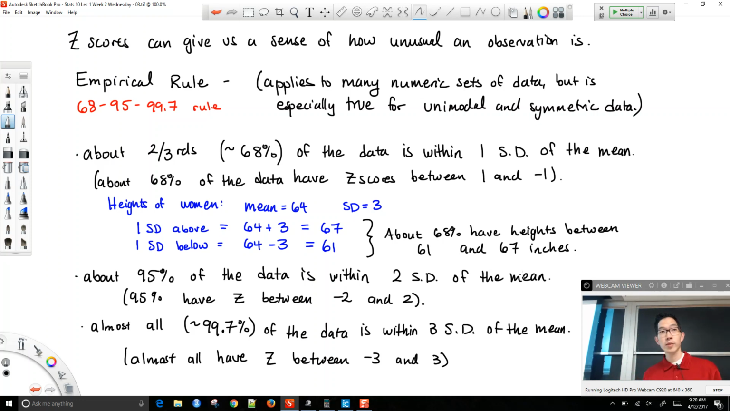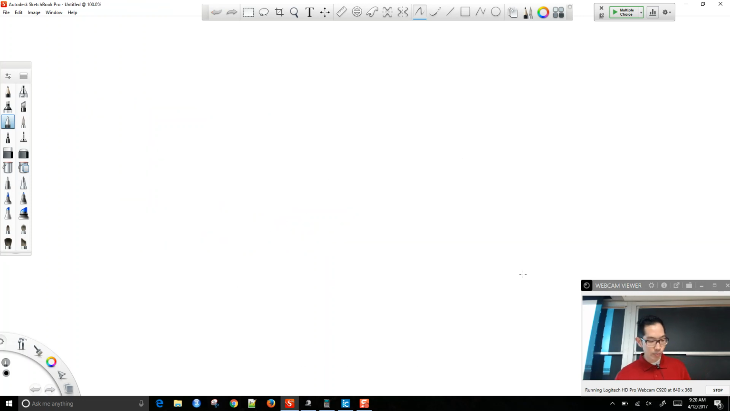All right, questions on this? Are we okay? And again, these are just guidelines, so of course, your exact data will not fit these things entirely the same, but the relationship holds for many sets of data. All right? And so because of the empirical rule, we can then identify what an unusual data point is.